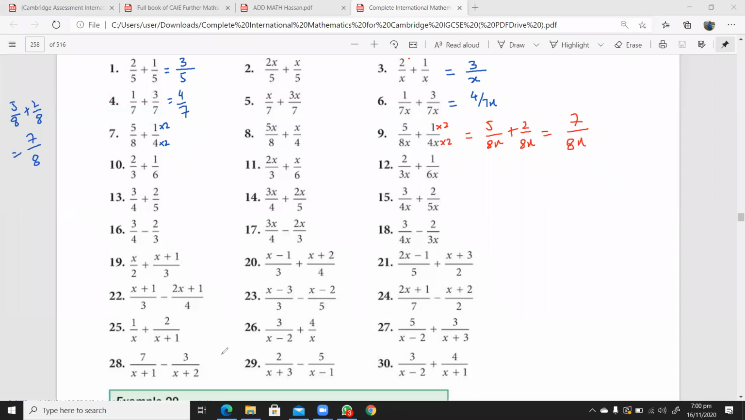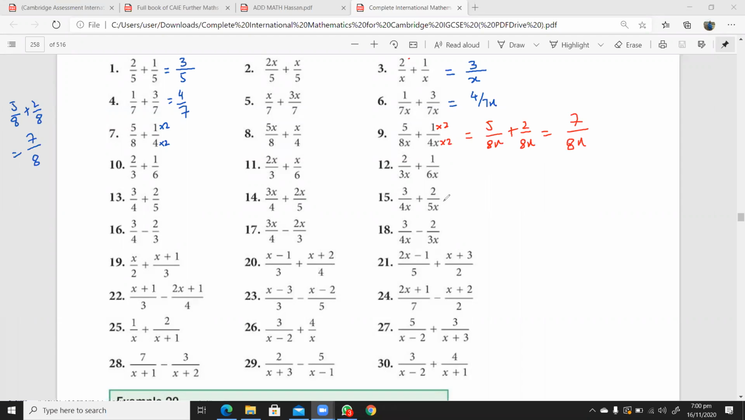Okay? So when you have to add up fractions, it's just like the fractions that you have been adding in your early classes. It's the same. The only difference is that you have these algebraic expressions here.